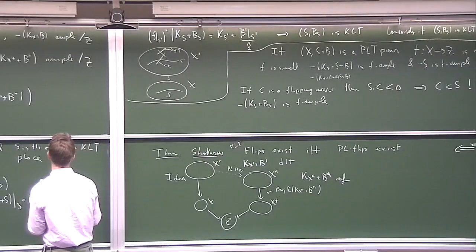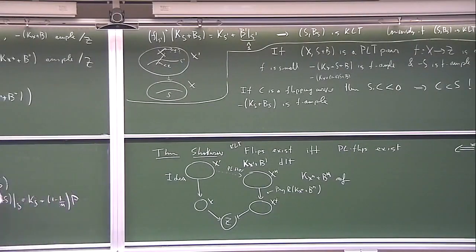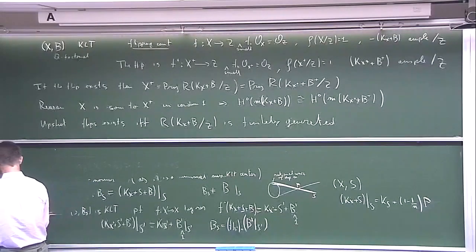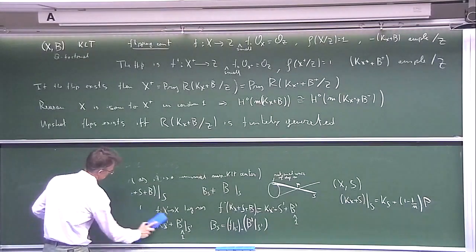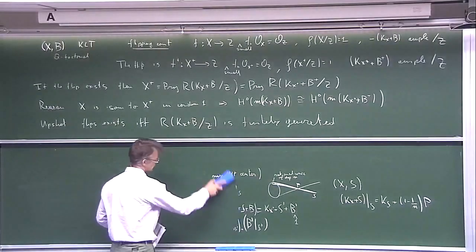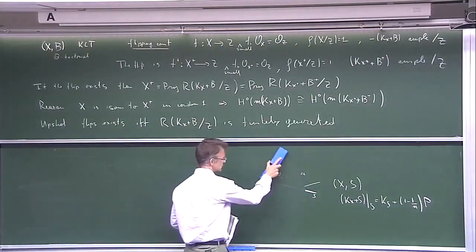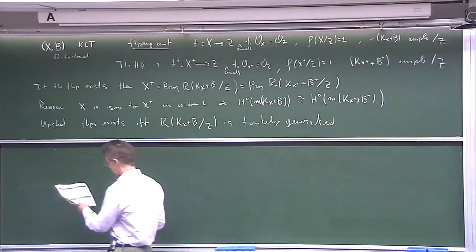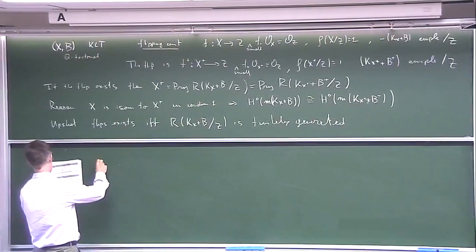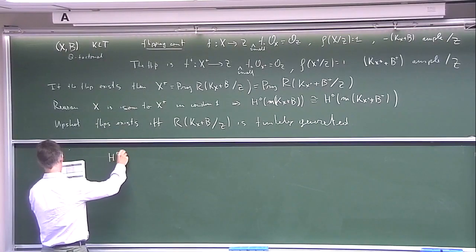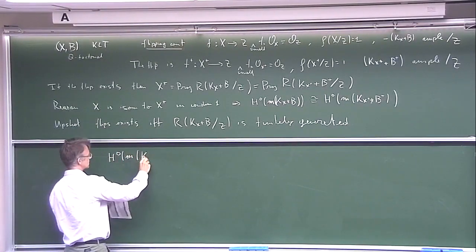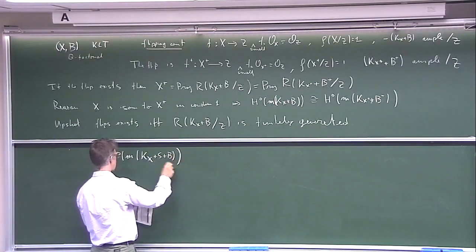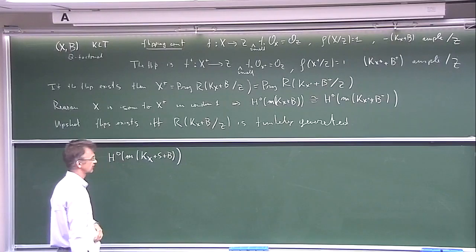So now we're going to focus on PL flips. Remember that in order to show that a PL flip exists in general, we need to show that a certain algebra is finitely generated. So what algebra? We really want to show that the algebra whose graded pieces consist of sections of multiples of K_X plus S plus B is finitely generated.